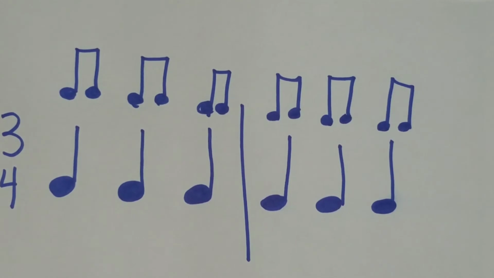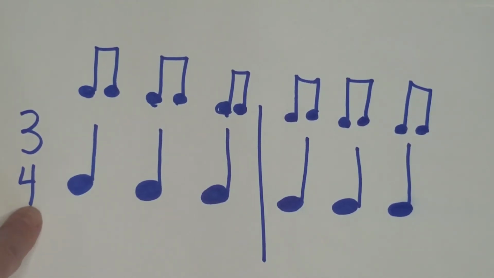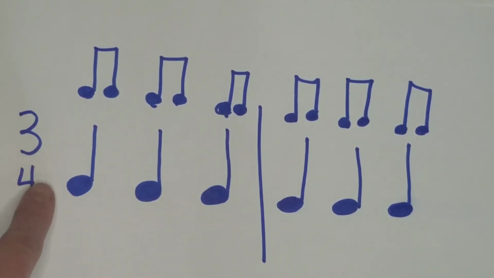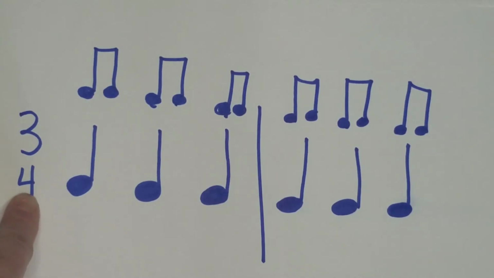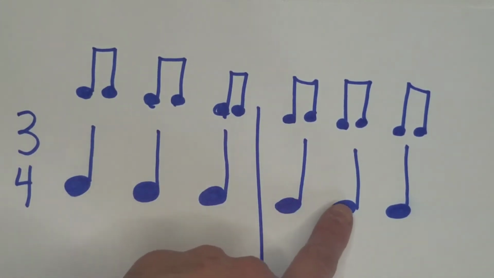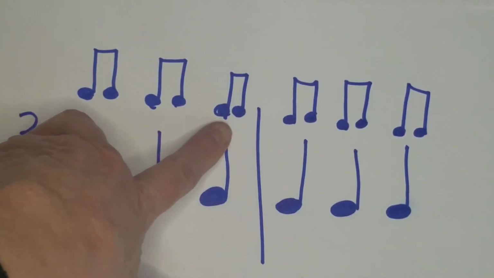And so our time signature here at the very beginning, the top number 3 tells us how many beats are in a measure. The bottom number 4 tells us the quarter note gets the beat, and the quarter note is this. So there would be 3 quarter notes in each measure. 1, 2, 3. Here's a bar line to divide the measure. 1, 2, 3.